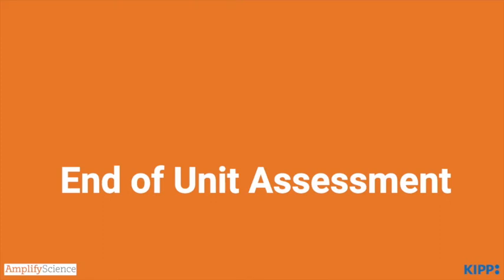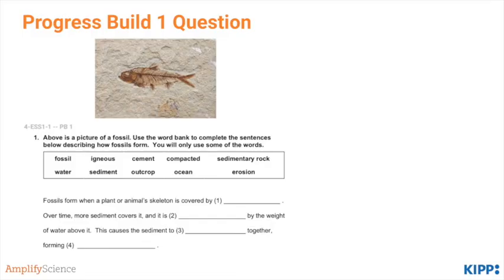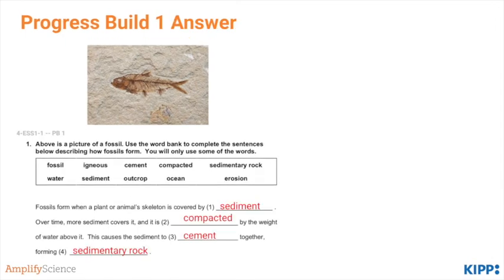On to the end of the unit assessment. As in all our assessments, there are questions that relate to different standards as well as different progress build levels. The first progress build level is assessed with question number 1. Go ahead and take a minute to complete it and then check back here, pausing now. And here's the answers. Go ahead and check your work.